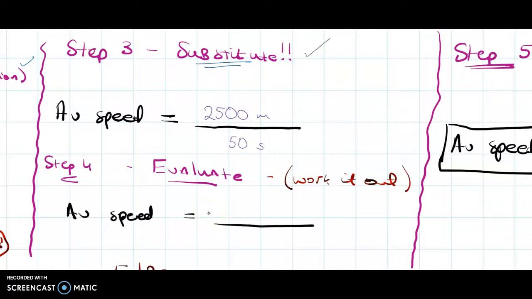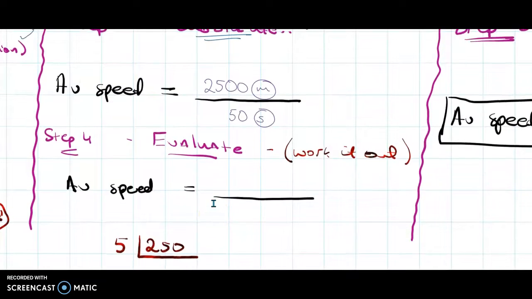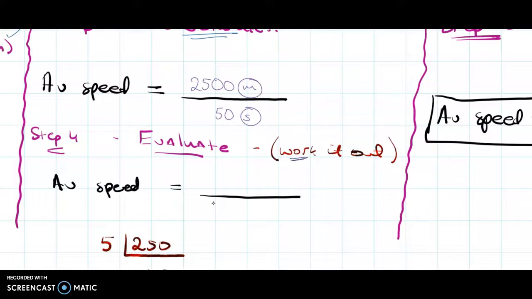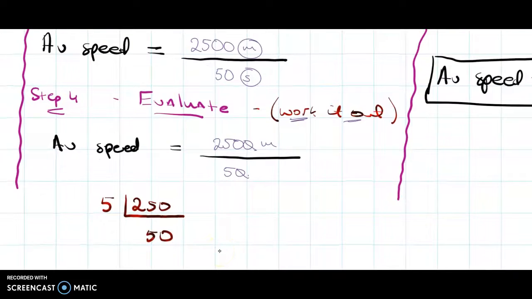Next step is evaluate. So I have now done my substitution correctly, and notice I've included the units here as well. Next step is to evaluate. In other words, I work it out. So I'm going to rewrite it here. 2,500 meters divided by 50 seconds. Well, I know the zeros will cancel. And then I can do a little bit of short division. That really leaves me with 5 into 250. And that leaves me with an answer of 50.